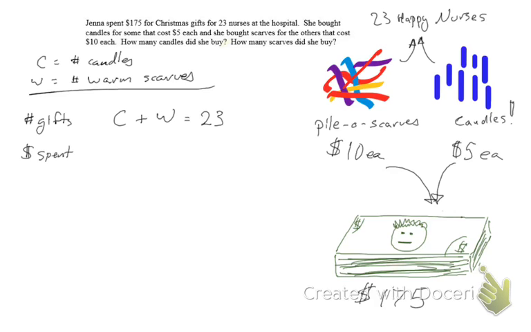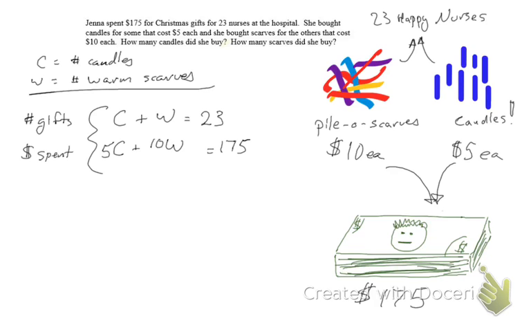I also know that Jenna spent $175. That came from the candles and it came from the scarves. So if I look at the candles, each of them cost $5. If she bought C candles, multiply that by 5 to figure out how many dollars she spent on the candles. Likewise for the scarves, she purchased W of them. Each of them cost $10. So 10 times the number of scarves would give me the cost of the scarves.